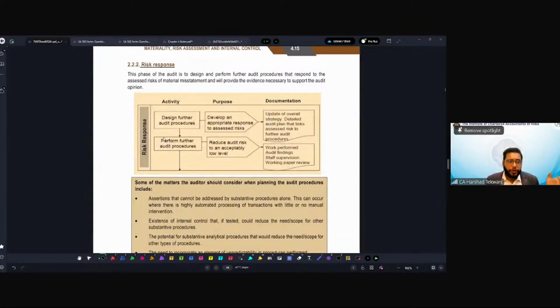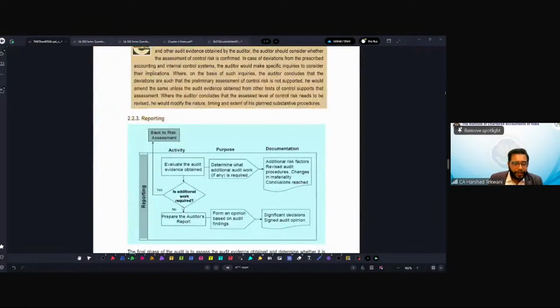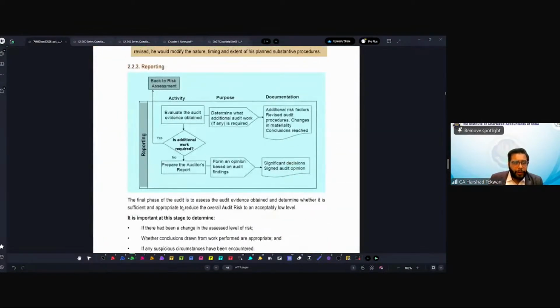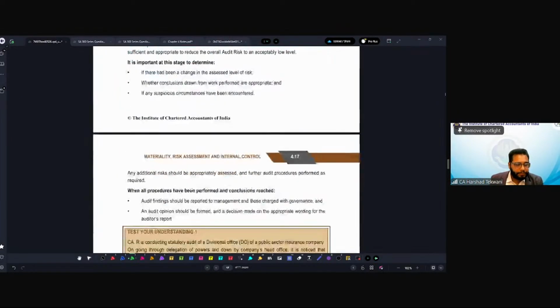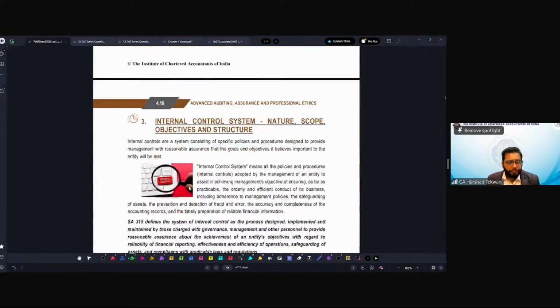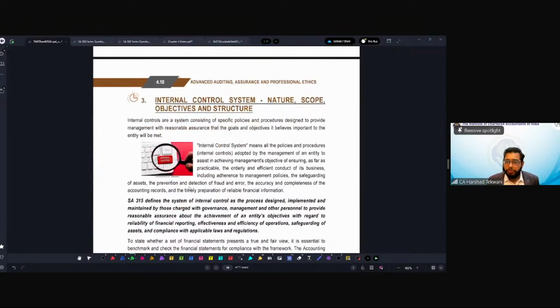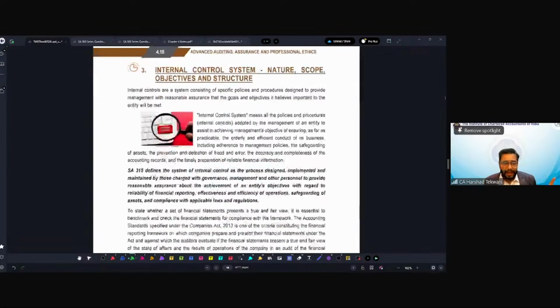Then risk response. We will come to that particular point of risk response when we see SA 330. So this is something we will see in detail with SA 330, also with the reporting part. Reporting is related to the overall audit reporting plus SA 450. Then we understood the internal control, nature, scope and objectives with an example.